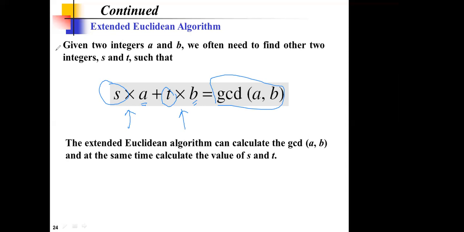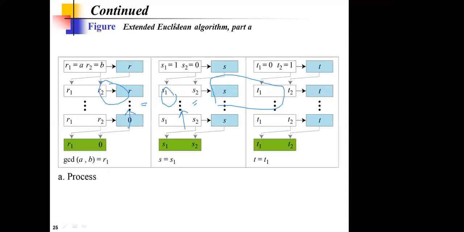Okay, let's go for that. What is the extended Euclidean algorithm? So again, the steps are, I have R1 is equal to A, I have R2 is equal to B as before. R1 A, R2 B, and if I divide R1 by R2, the remainder is R. Okay.